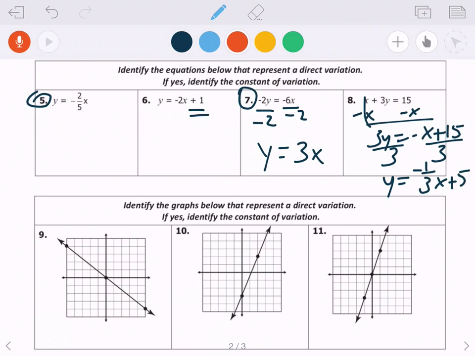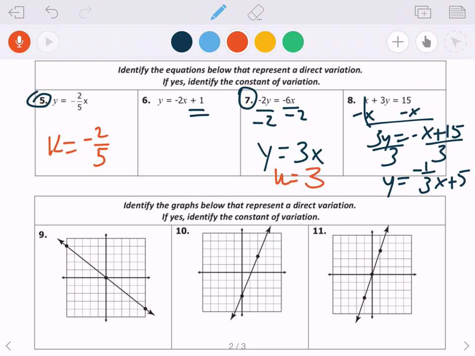It says, if yes, identify the constant. In number 5, the constant is the thing in the k spot in y equals kx, so the number next to the x. In that case, it's negative 2 over 5. For number 7, k is going to equal 3.